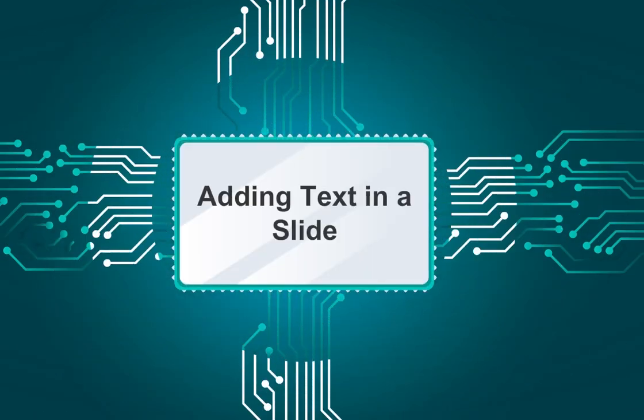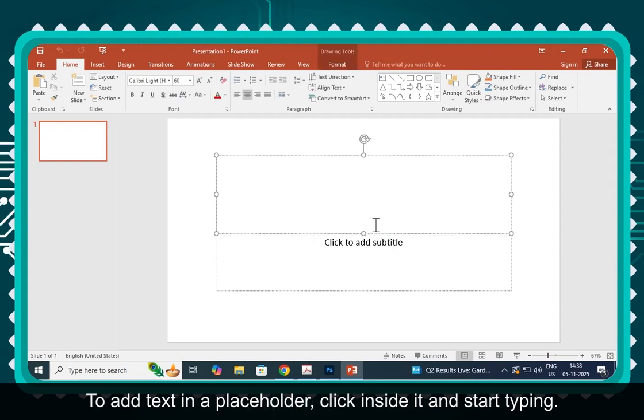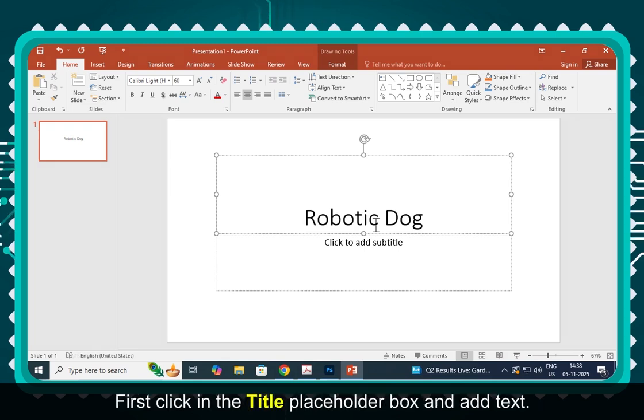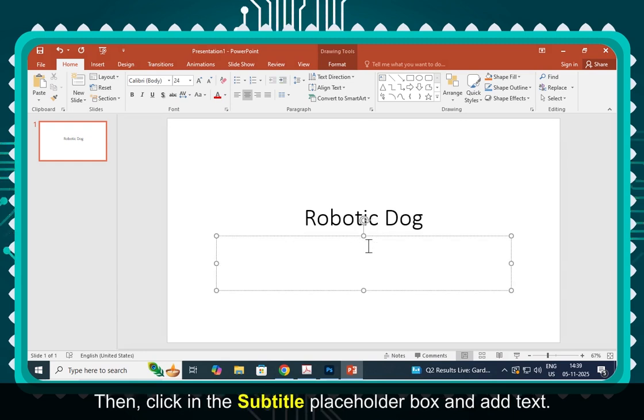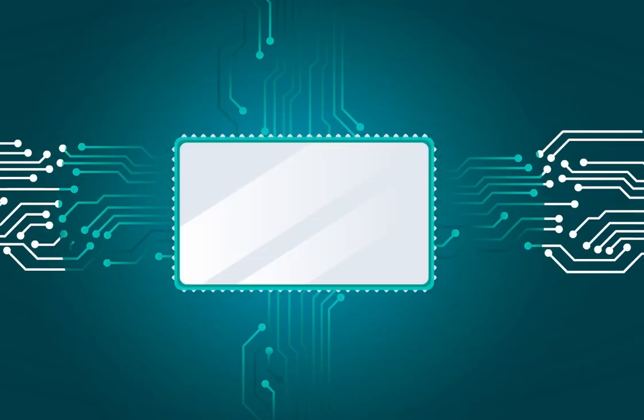Adding text in a slide. To add text in a placeholder, click inside it and start typing. First, click in the title placeholder box and add text. Then, click in the subtitle placeholder box and add text.